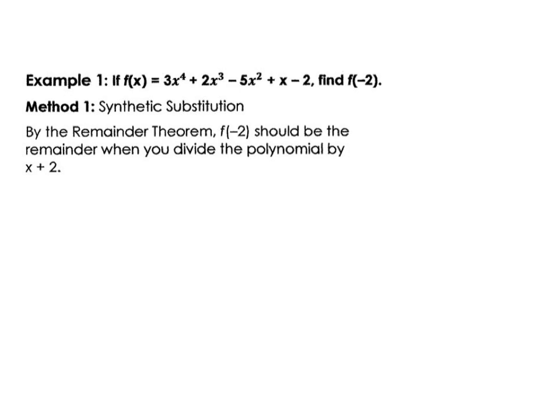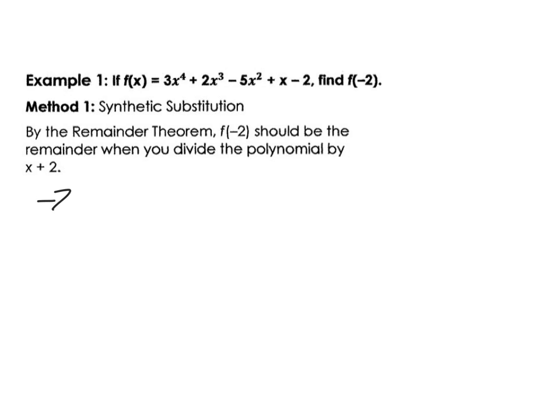All right, here's our first example. If we're given this function, we want to find f of negative 2. The first method we can do is synthetic substitution, which is basically synthetic division, which we learned last chapter. So by the remainder theorem, f of negative 2 should be the remainder when you divide the polynomial by x plus 2, because it's the opposite of our x.